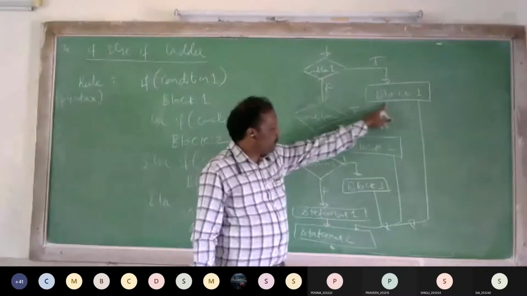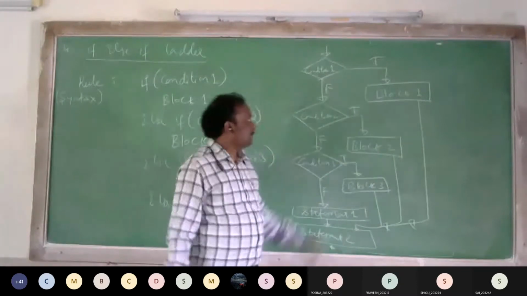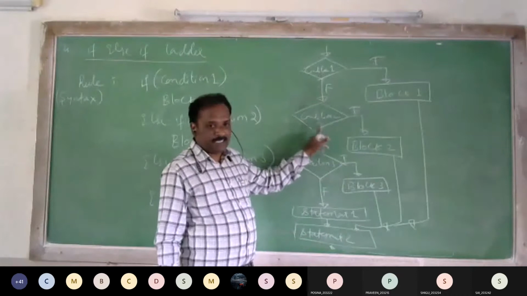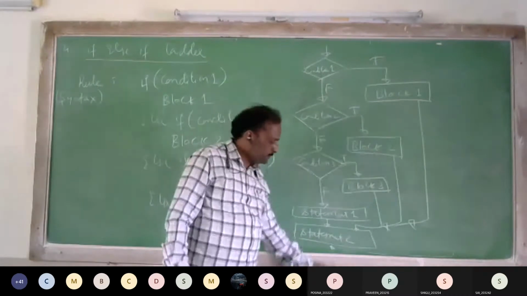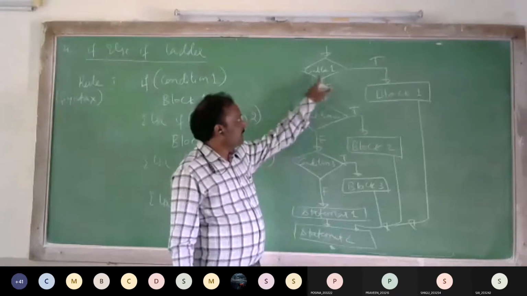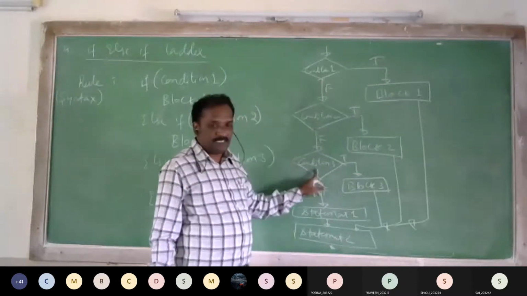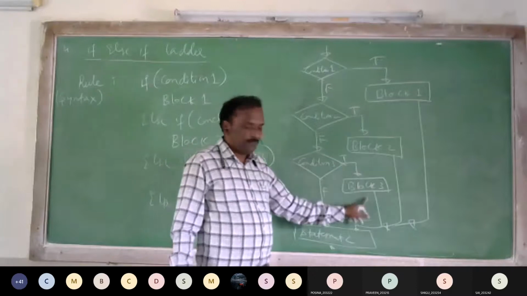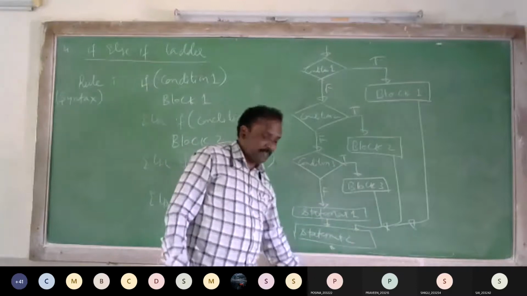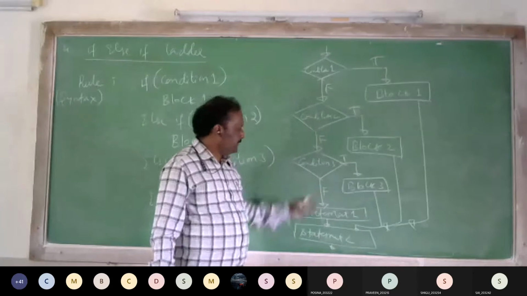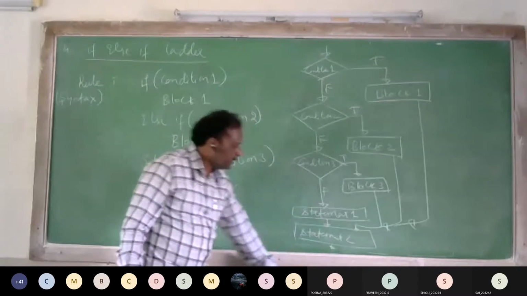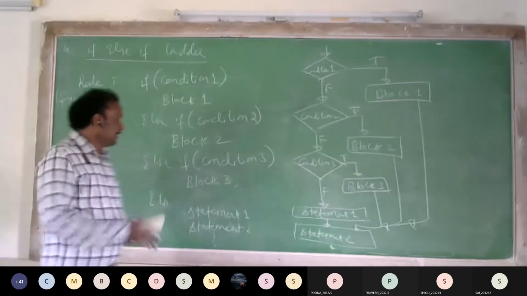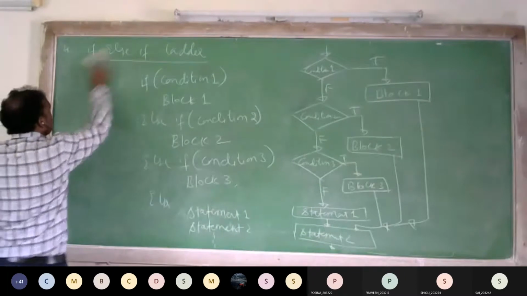If condition 1 is true, block 1, statement 2, statement 3, and the statements below are executed. If condition 1 is false, only then will it come here and check condition 2. If it is true, block 2, statement 2, statement 3, etc. If condition 1 is false and condition 2 is false, then you test condition 3. If it is true, block 3, statement 2, statement 3. If 1 is false, 2 is false, 3 is false, then only the else statement is executed, and the remaining statements below are all executed. This is the flow. Now we shall see an example program.